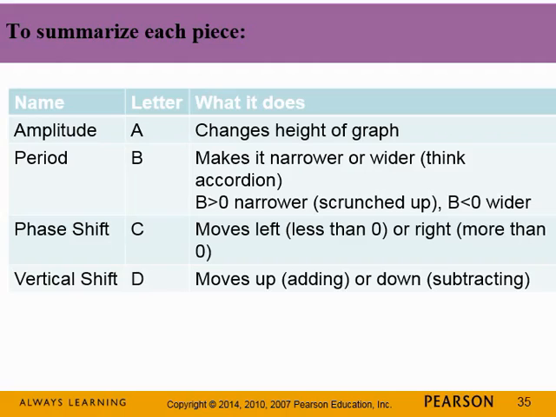So to summarize each piece, your amplitude, A, is what changes the height of your graph. Your period, or B, makes it narrower or wider, so think of an accordion. If B is greater than 1, it makes it narrower or scrunched up, and if B is less than 1, it makes it wider. Phase shift, or C, moves it left or right, and then D moves it up or down.